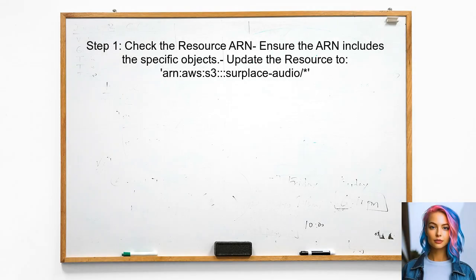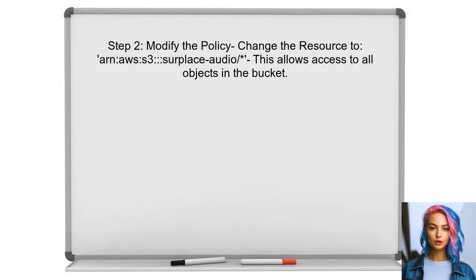To resolve the issue with the S3 bucket policy, the user should first check the resource ARN specified in the policy. The ARN must include the specific objects within the bucket, not just the bucket itself. Next, the user should modify the policy to allow access to all objects within the bucket. This is done by adding a wildcard character at the end of the ARN.